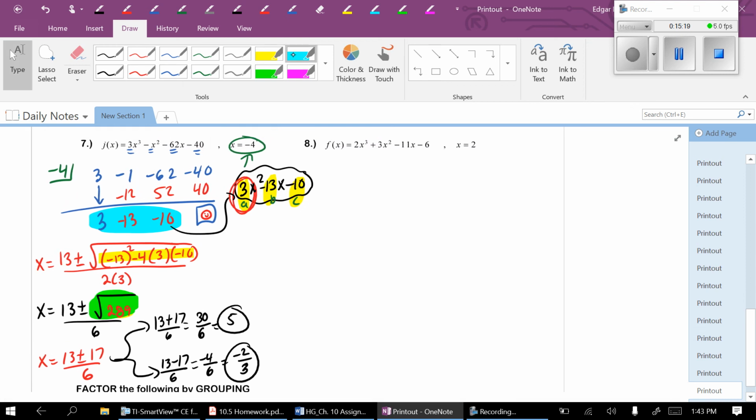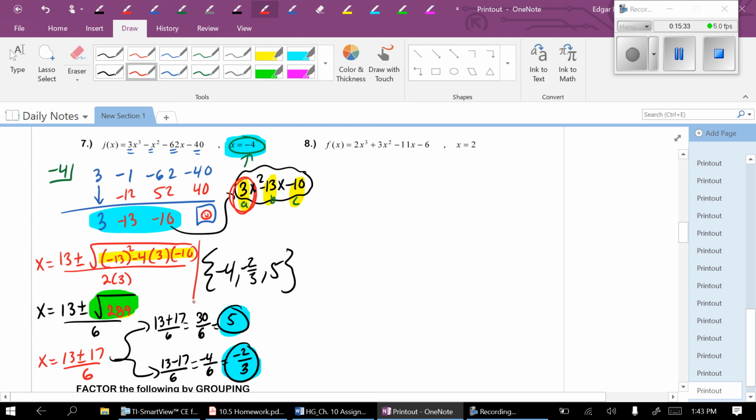Ready? Here you go. They are negative 4, positive 5, negative 2/3. Final answer one more time. Negative 4, negative 2/3, and 5. These are my three real zeros for that particular function.